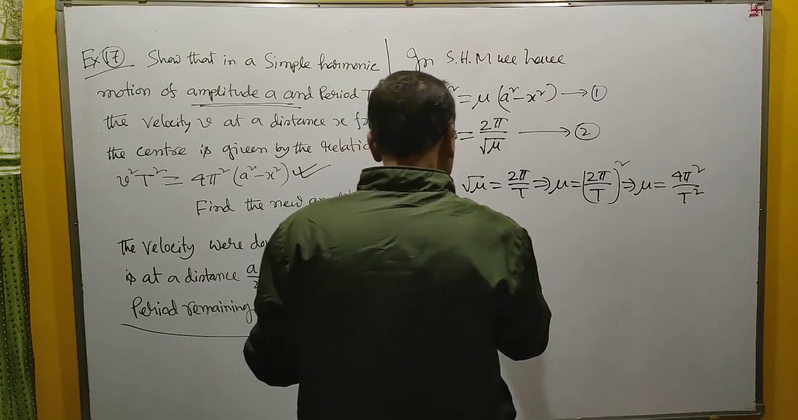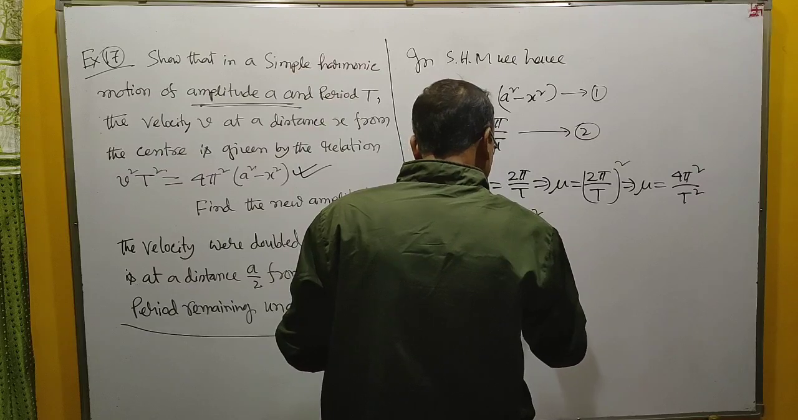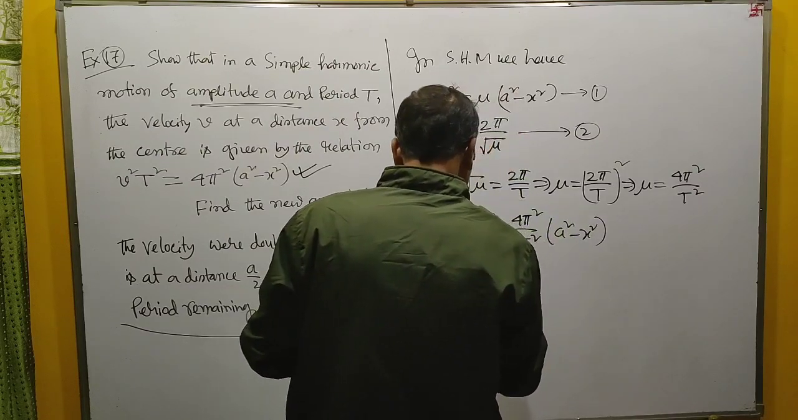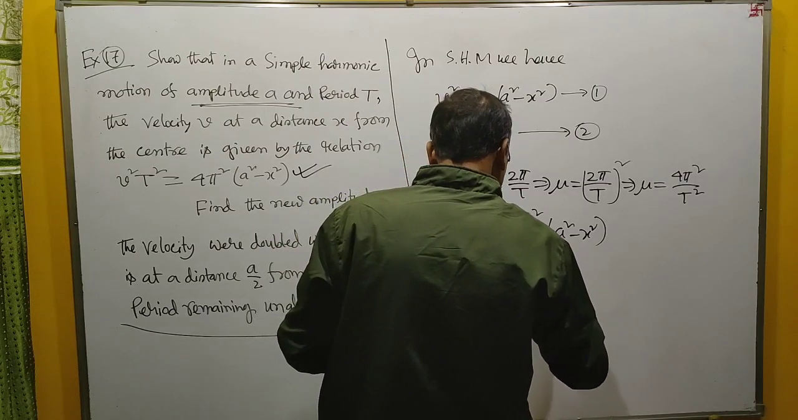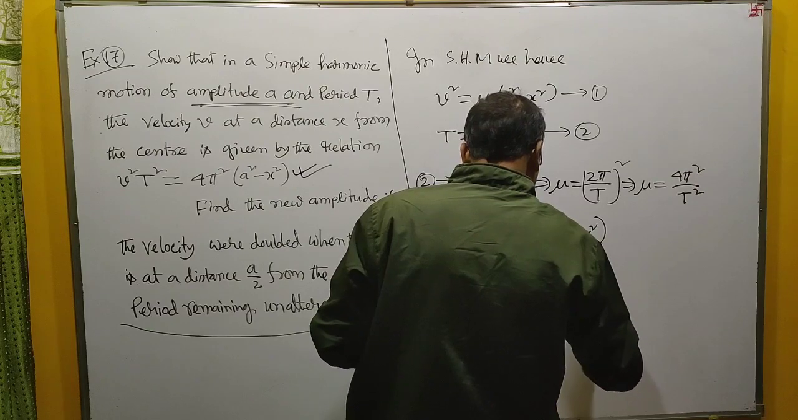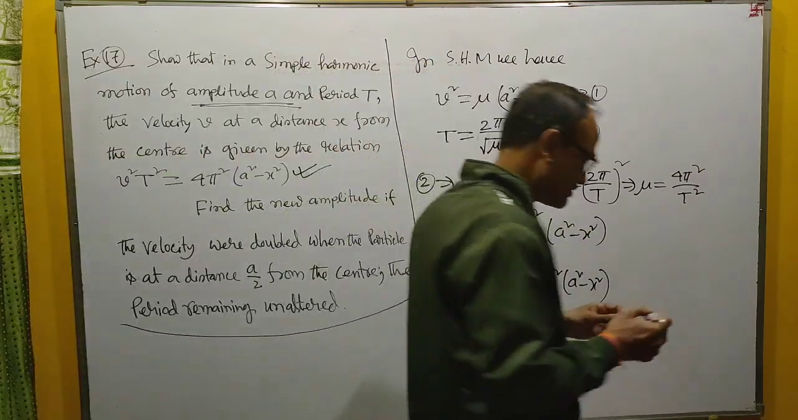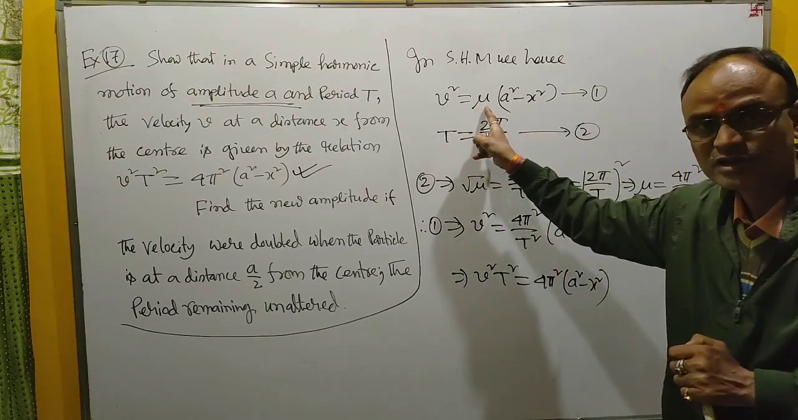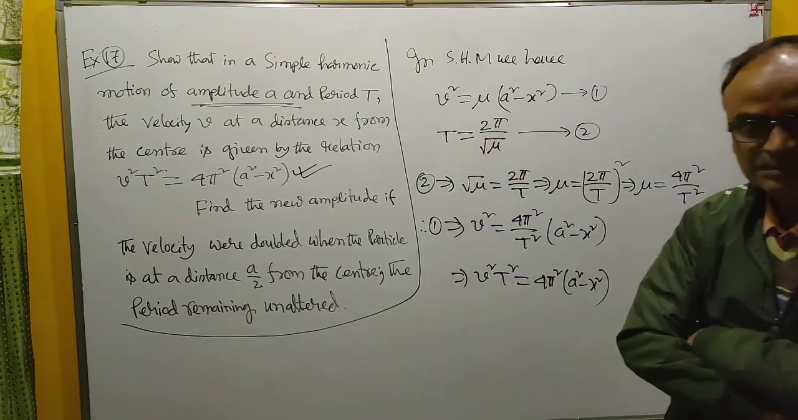from 1 you will get v square equal to mu, means 4 pi square by T square, into a square minus x square. This means v square T square equal to 4 pi square into a square minus x square. It is a very simple relation. In this relation, mu has been replaced by capital T, in terms of periodic time.